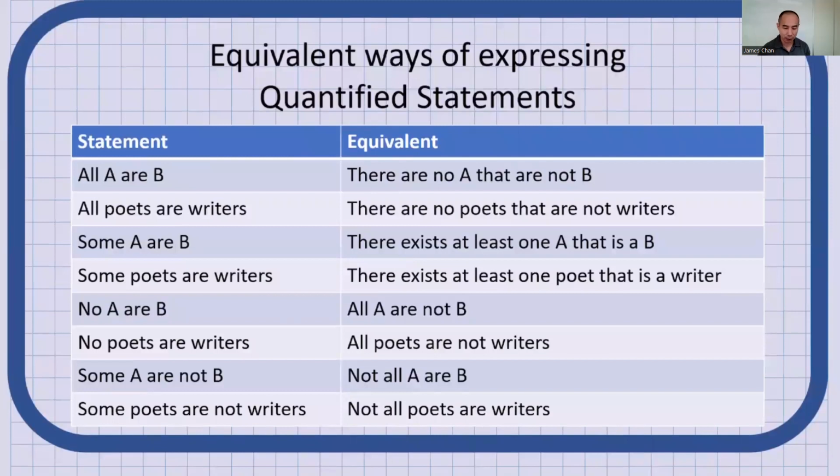So quantified statements, as you can see here: all A are B. I wrote down below it, all poets are writers. So all A are B. You could have written this as all P are W if you wanted to. So these will be the equivalent of it. Saying all A are B is the same as saying there are no A that are not B. Writing it in a sentence: there are no poets that are not writers.